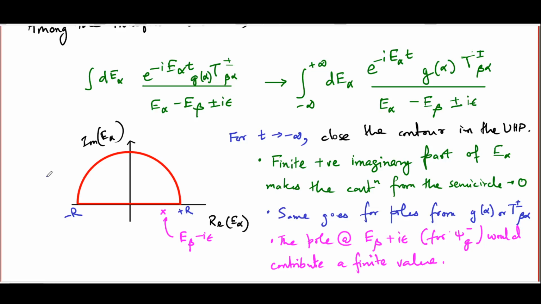To see why that is, note that we have e to the minus i E_alpha times t in the integrand. And if my E_alpha has a positive imaginary part, as it would in the upper half plane, then this gets multiplied by an extra e to the minus i, let's call the imaginary part i times E tilde. And this, of course, is e to the plus E tilde t. In the limit t goes to minus infinity, this will vanish because E tilde, after all, is a positive number. You are in the upper half plane, remember.